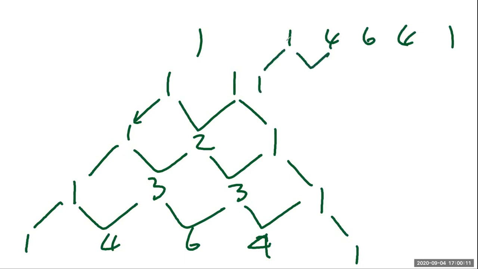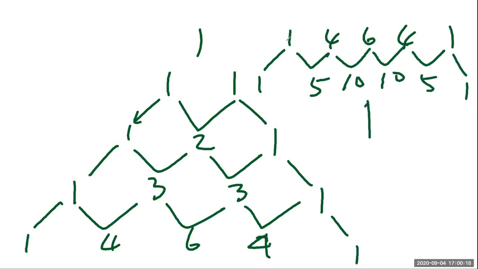This one 1, this one plus this one 5, this one plus this one 10, this one plus this one 10, this one plus this one 5, this one 1. And that would be the coefficients for x plus 1 to the power 5. Is that okay?